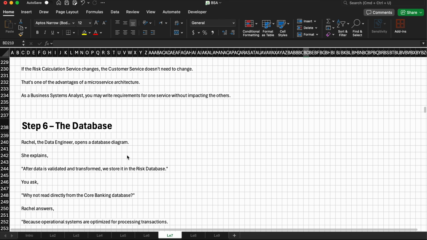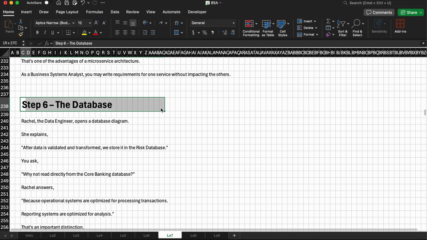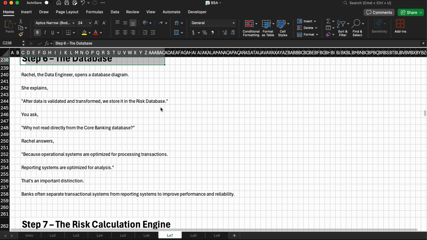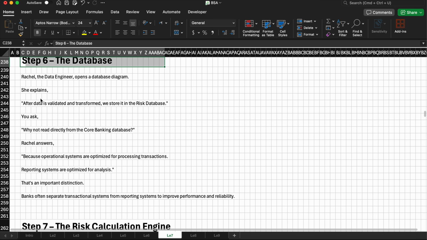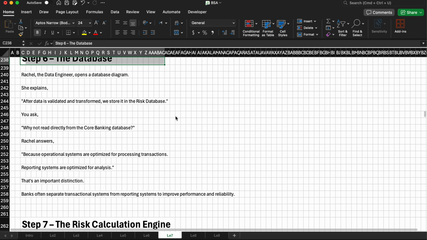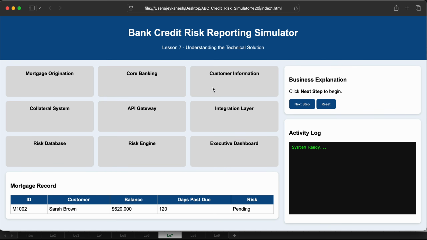Okay, so now we are coming to the databases. Database is the place where we store the data. So Rachel, the data engineer, opens the database diagram. She explained that after data is validated and transformed, we store it in the risk database. You ask, why not read directly from the core banking databases? Because whatever you are seeing, these are also databases, right?